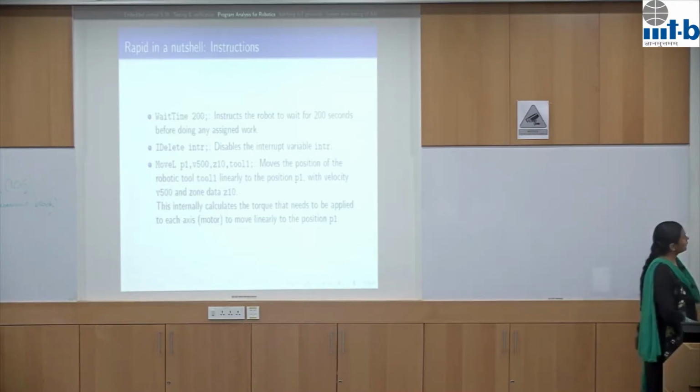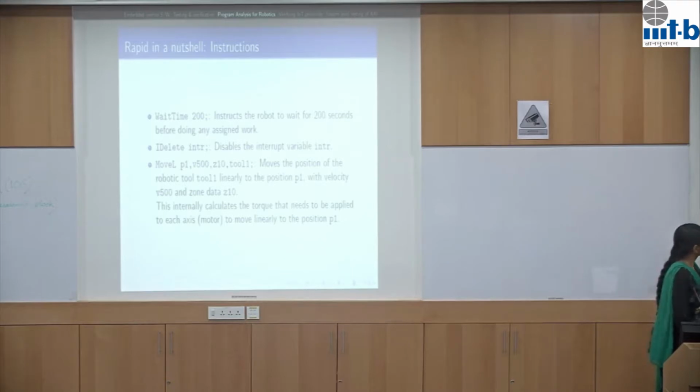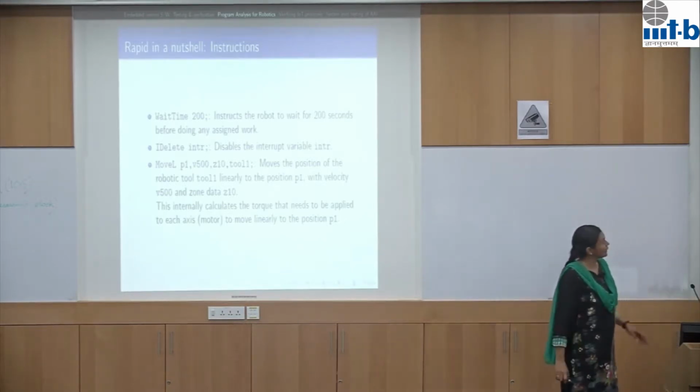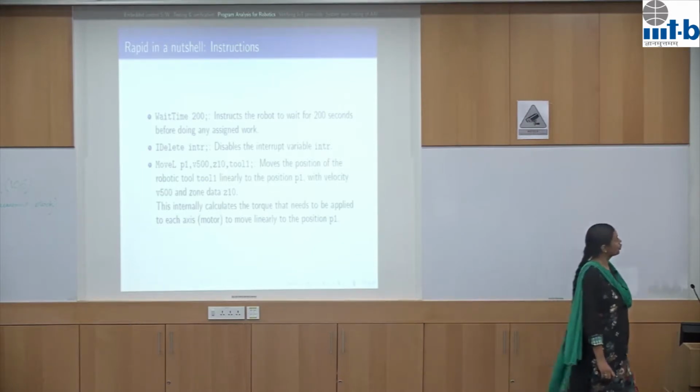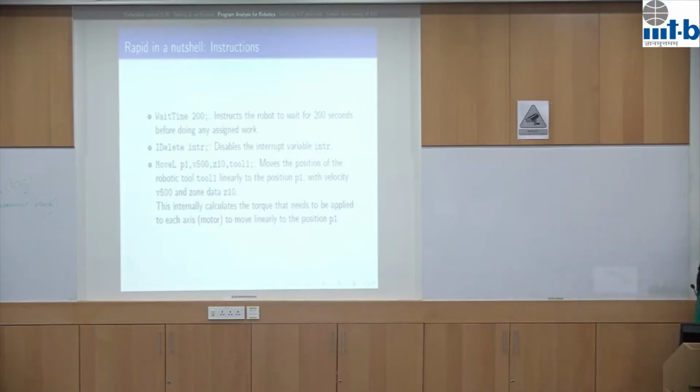This is how instructions in Rapid look. If you read the first one, it says WaitTime. WaitTime can be thought of as a command or a keyword in Rapid. It says 200, so it tells the robot to wait for 200 seconds before the next statement in the Rapid program. This one says that there is an interrupt variable called INTR. It disables that interrupt. This is a Rapid command for that.